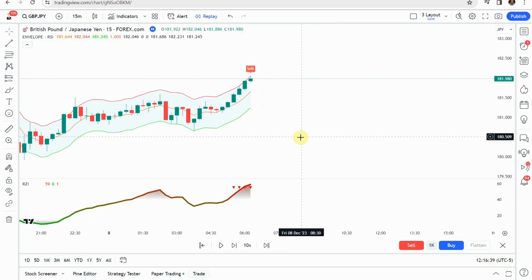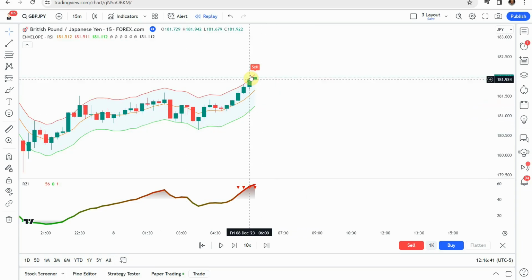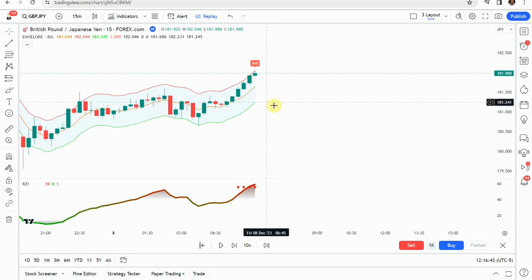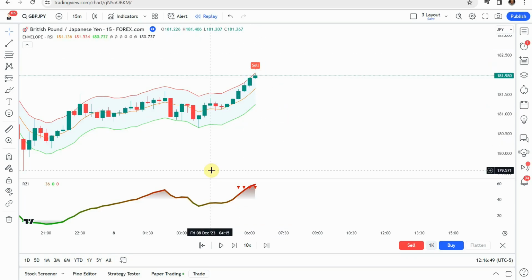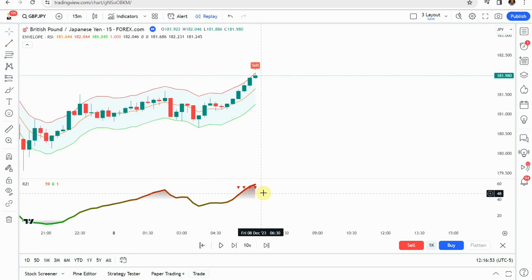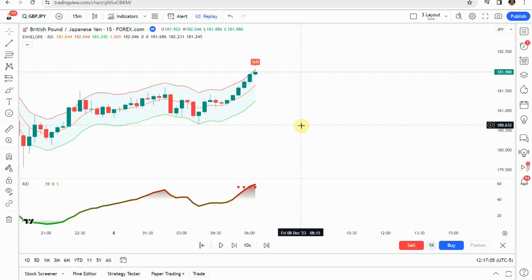Now that we have that set up, what we're looking for is the Envelope RSI to give us a buy or sell tag. When we get a buy or sell tag like this right here, what we're going to do is then look down to the reversion indicator and look for what color it currently is in. So when we get a sell tag, we're going to then look for the reversion indicator to also be red in this overbought area right here.